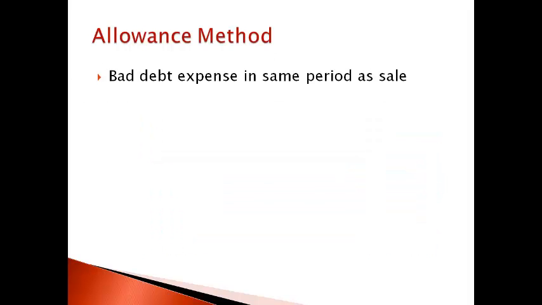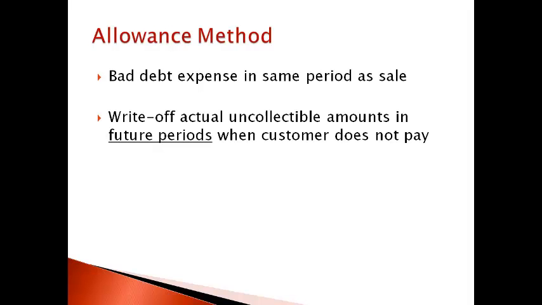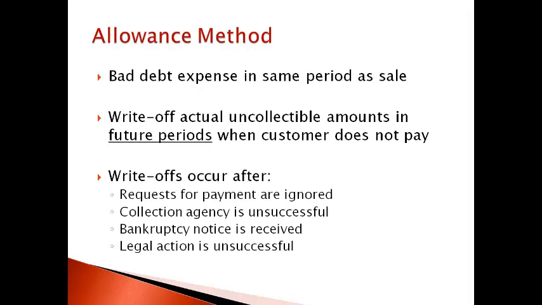The allowance method estimates and records the bad debt expense in the same period as the sale. Actual uncollectible amounts are written off in future periods when it becomes clear that a customer will not pay and they know how much will not be collected. An account is actually written off after several requests for payment are ignored, or a collection agency is unsuccessful. It could be that a bankruptcy notice is received, or also legal action is not successful. An actual write-off can occur up to 2 years after the sale.